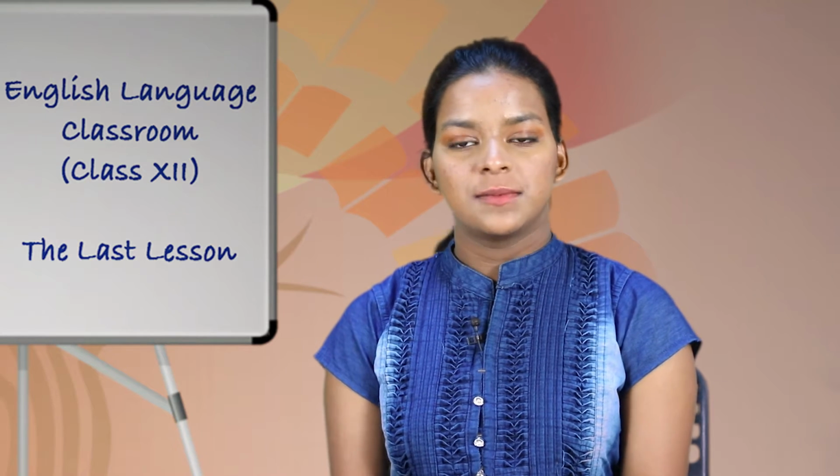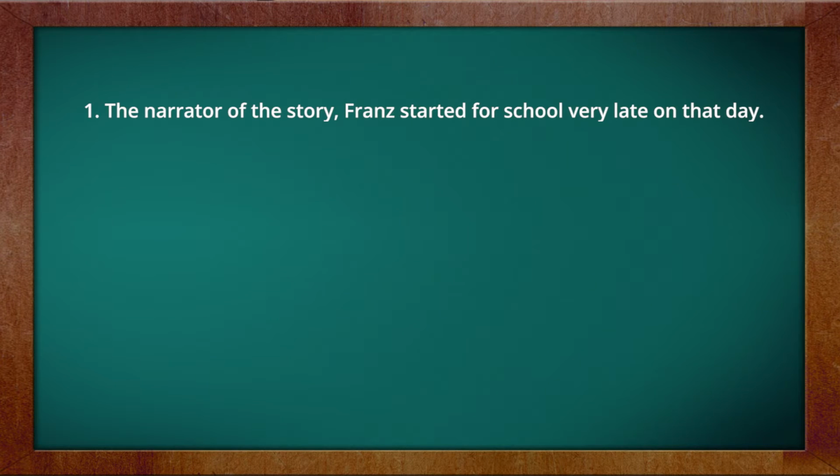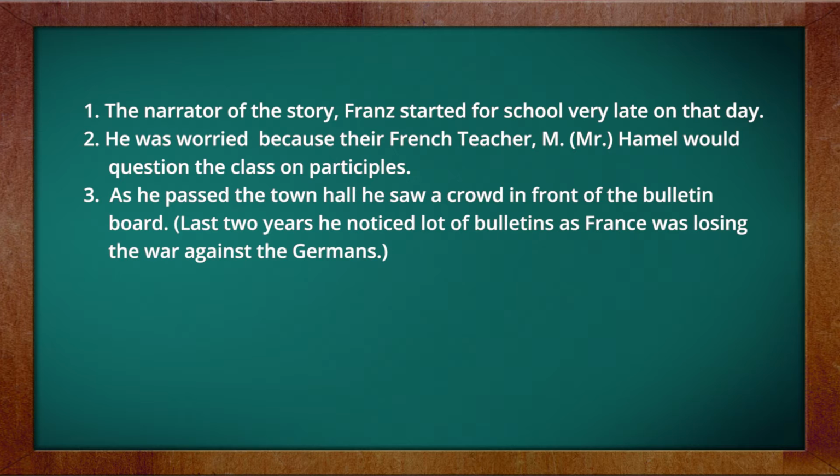Here is the summary of the story, The Last Lesson. The narrator of the story, Franz, started for school very late on that day. He was worried because their French teacher, Mr. Hamel, would question the class on participles. As he passed the town hall, he saw a crowd in front of the bulletin board.